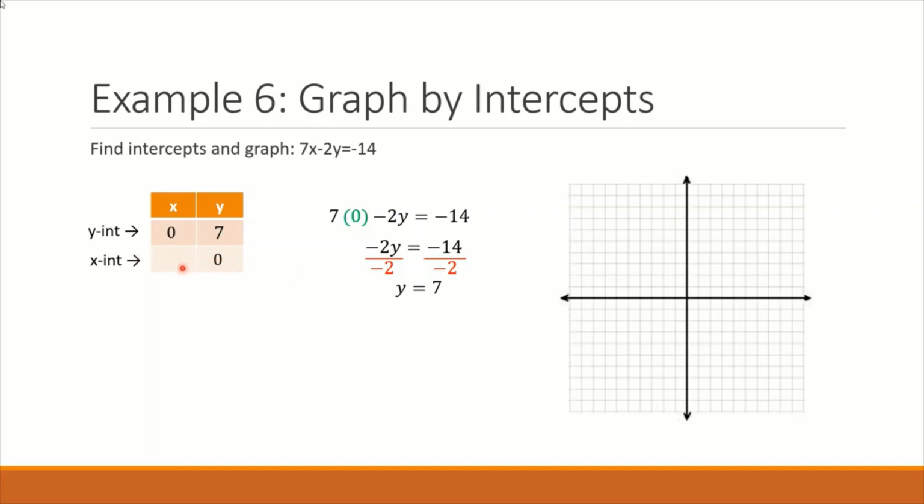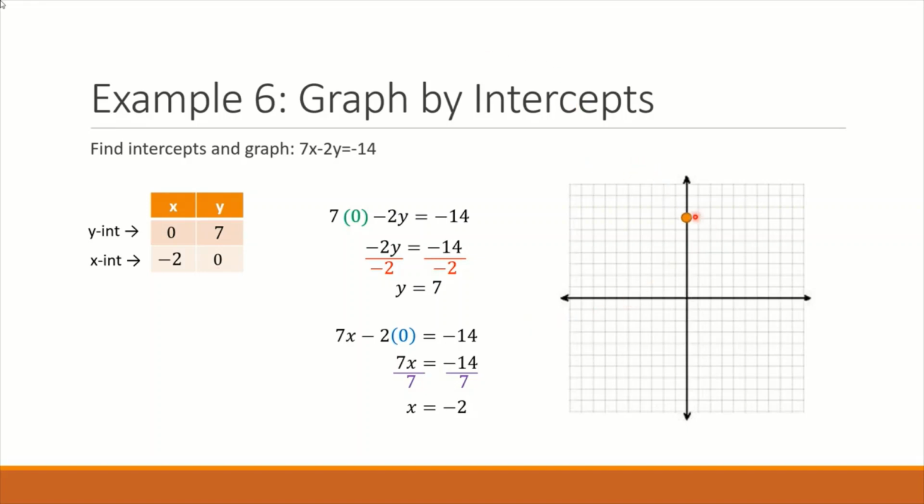Now let's find the x-intercept. For your x-intercept, your y is always equal to 0. So you're going to do the opposite. Plug in 0 for x now. Sorry, 0 for y. So that would be 7x minus 2 times 0 equals negative 14. That cancels out, leaving you with 7x equals negative 14. Then you divide both sides by 7. You get x equals negative 2. Plug it in the table there. So I got my 2 points, my y-intercept, which is (0, 7), and my x-intercept, which is (-2, 0).